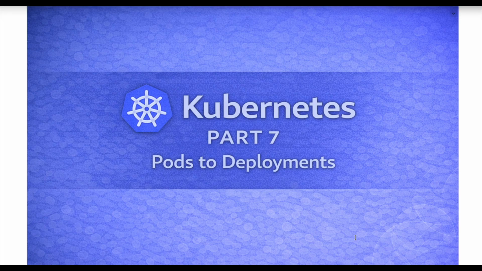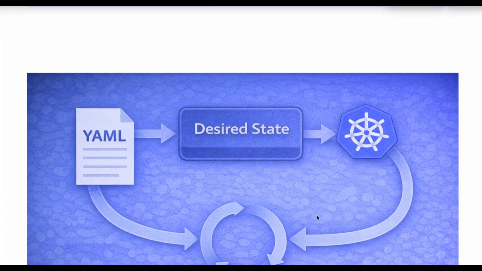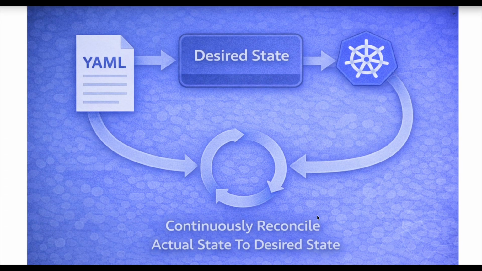Before we move forward, let's recall one key idea. A YAML file is not a script. When we apply a YAML file, we are not telling Kubernetes how to do something. We are telling Kubernetes what we want. Kubernetes stores this as the desired state. Keep this idea in mind. Deployments are built on the same concept.